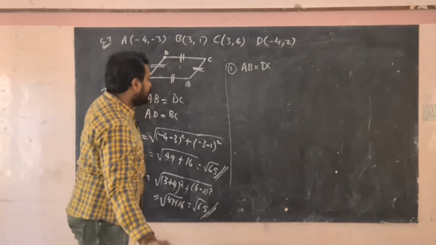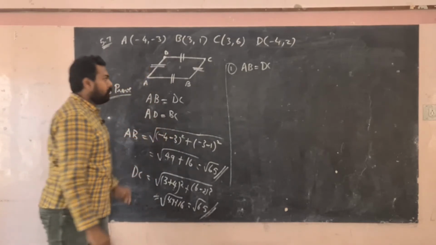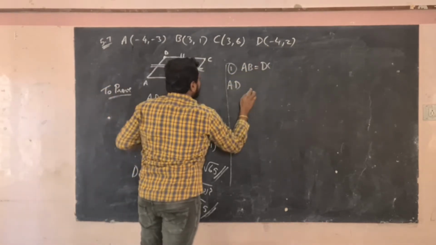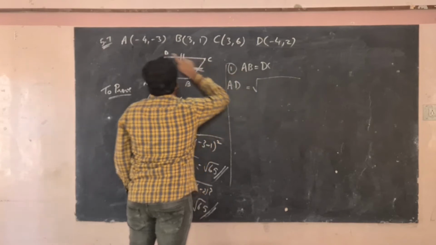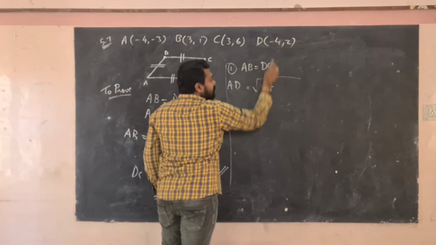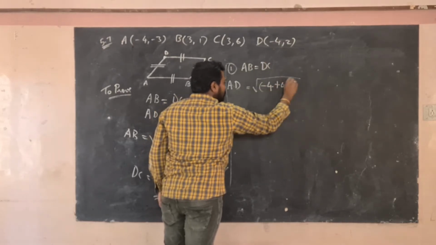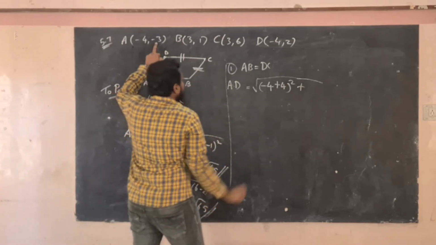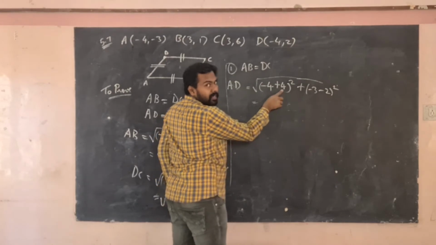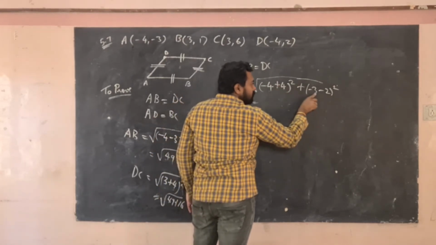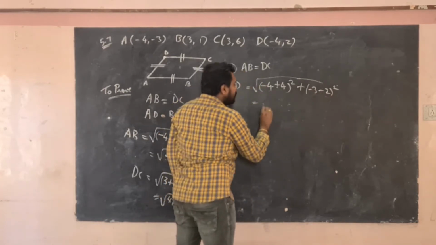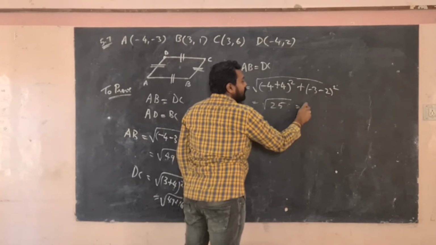Okay. Next one what they have asked us to prove, AD is equal to BC. So we have to find AD. Square root of, here also it is minus 4, here also it is minus 4. So minus 4 minus of minus 4, it will become plus 4 the whole square plus minus 3 minus 2 the whole square. Okay, this will lead to 0. Minus 4 plus 4 is 0. So we need not worry about this term. This term is minus 3 minus 2, which is minus 5. Minus 5 the whole square is 25. So root of 25, which is nothing but 5.